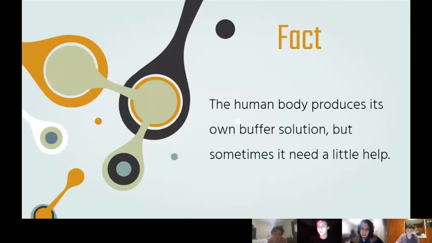Well, and a fun fact is that the human body produces heat on buffer. Heat, everyone knows, but sometimes it needs a little help. When you eat something like Doritos Dinamita, it's very important to have some antacid in your house.